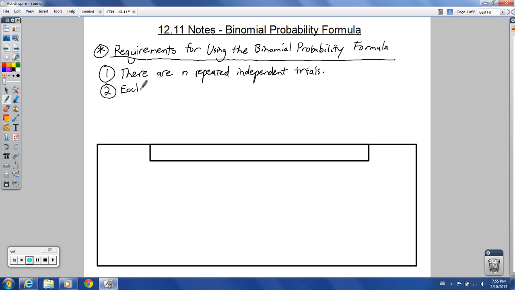Second thing that has to be true, a second requirement: each trial has two possible outcomes. When you see that prefix bi, you should think of two things, like a bicycle, two wheels. So each trial has two possible outcomes. We're going to call those outcomes success and failure.